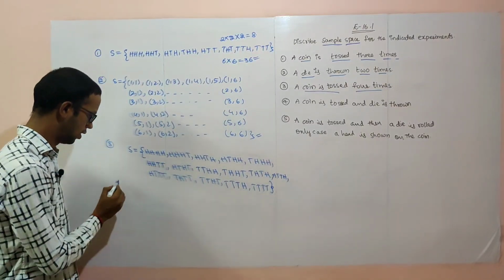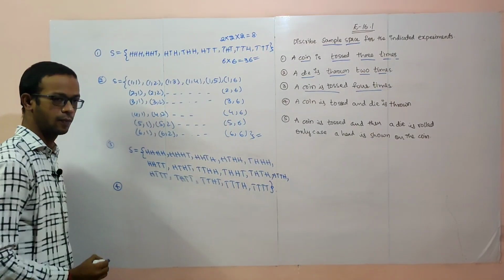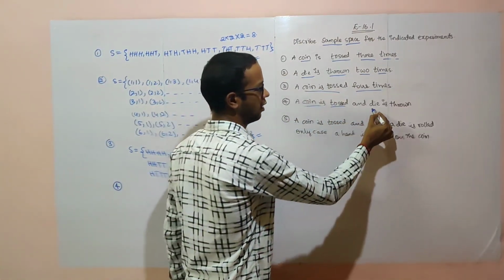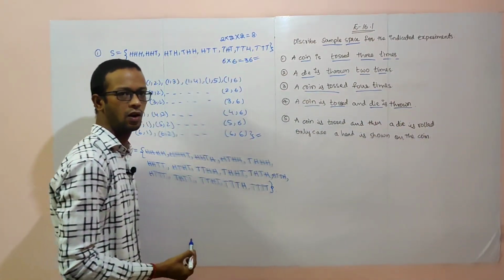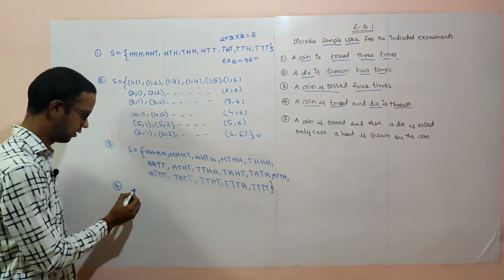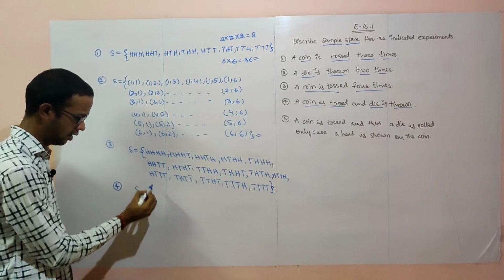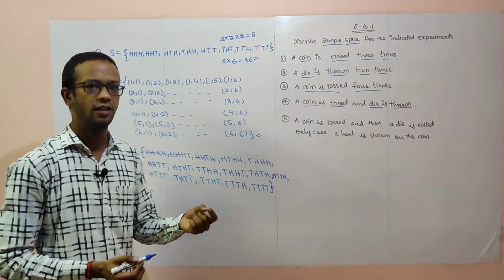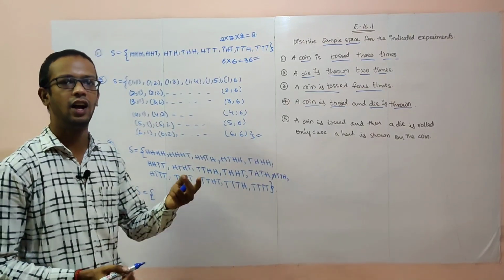Next one. Problem number 4. A coin is tossed, die is thrown. Coin is tossed, die is thrown. 2 is there here. Sample space: coin is tossed means either head you will get or tail you will get.